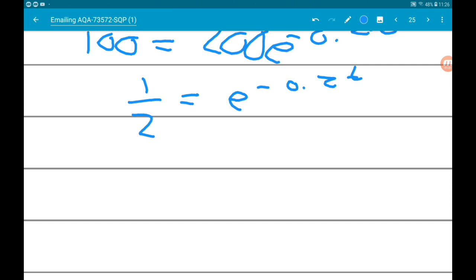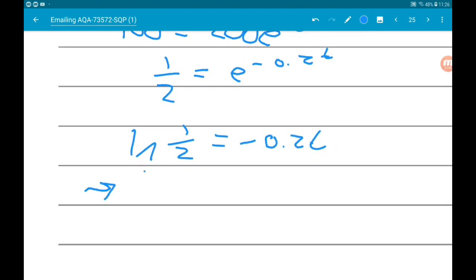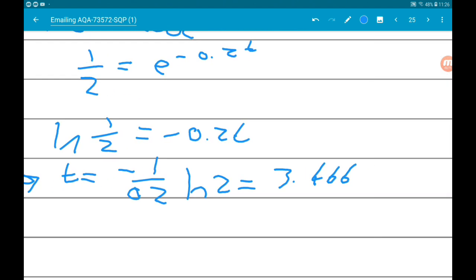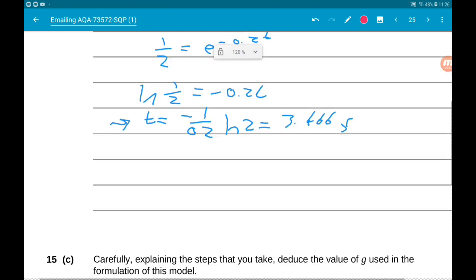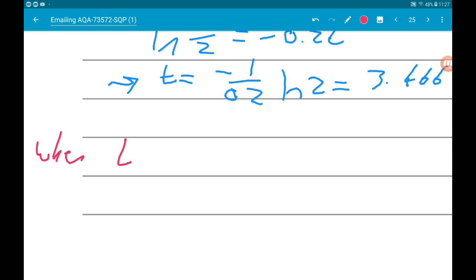So divide by 200, we get 1/2 is equal to e^(-0.2t). Take logs, log of 1/2 is equal to minus 0.2t. Therefore, t is equal to minus 1 over 0.2 log of 1/2, which is 5 log 2, which if we go to 3 decimal places, we get 3.466 seconds. So now we know the time.